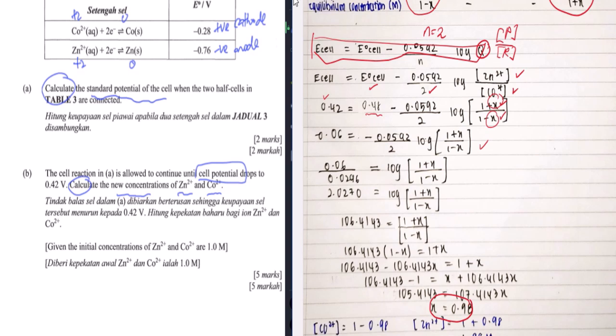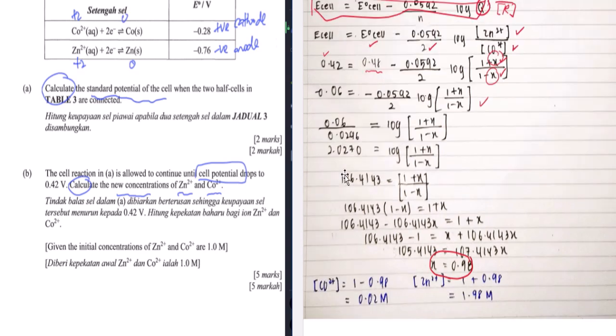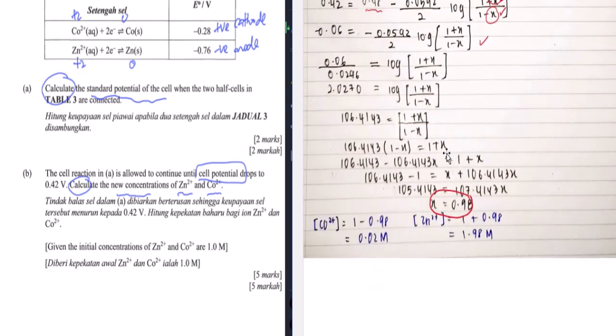Okay, once you satisfy all the X value, next you just substitute, because just now the concentration of Co2+, okay, Co2+ is reactant. So this is the concentration of Co2+, 1 minus X. Here, 1 minus X here. So for the concentration of zinc is 1 plus X. So the new concentration for the Co2+ is 0.02. Make sure write down the unit. And then the concentration for the zinc 2+ is 1.98 molar.